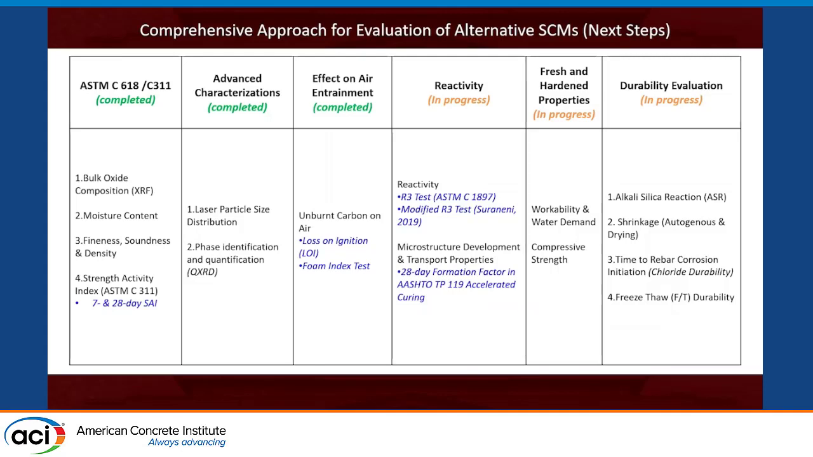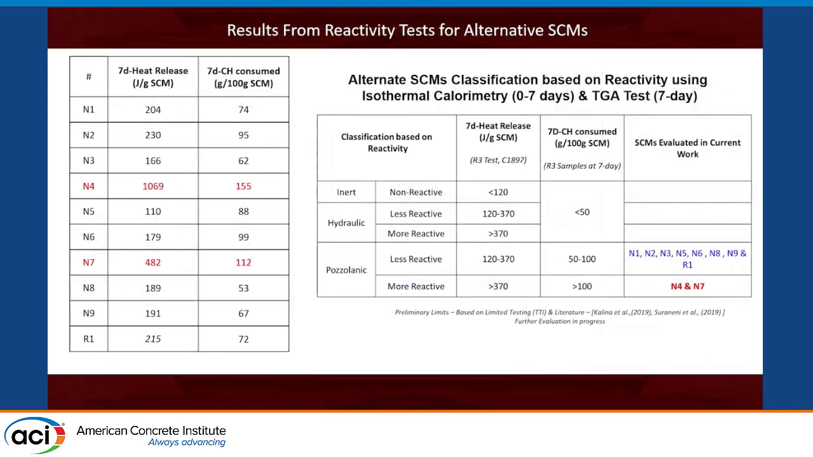But this is the reactivity section, so we also measure reactivity. I will present the data quickly. So see, this is the data of reactivity. This is not my expertise. A lot of experts are sitting here, but we did the measurement based on R3. Also, Pranay is helping to do the modified R3. The data is not yet available, it is in progress. See that all the natural pozzolans belong to the less reactive pozzolanic category. N4 and N7 are a calcined clay and a metakaolin. These belong to the more reactive category, but they are pozzolanic.